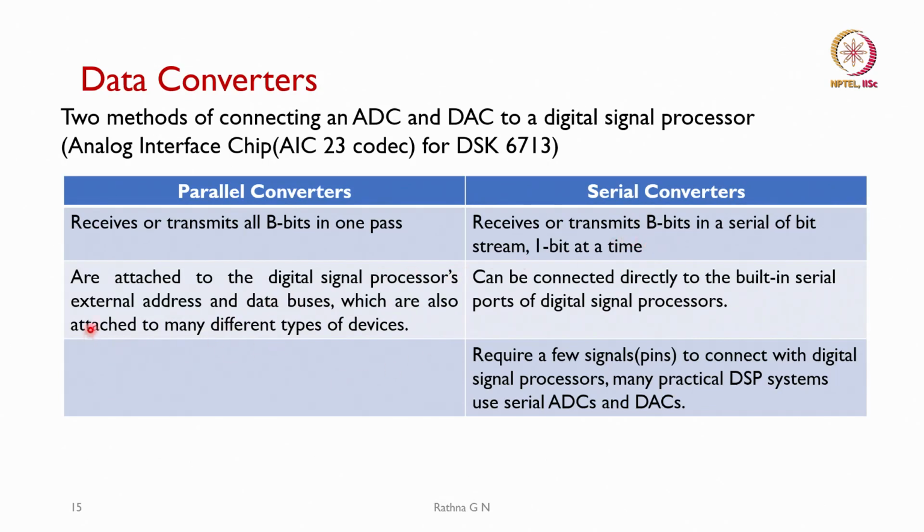But what are the disadvantages of the parallel converters? These are attached to the digital signal processor's external address and data buses, directly connected to them, which are also attached to many different types of devices. That means many bits, or IO pins, are required to get the input data, and other devices are also using them, so many IO pins have to be there. Whereas in the case of serial converters, we will be using the built-in serial ports of digital signal processors, and we know that they require only a few signals or pins to connect with our digital signal processor. So, many practical DSP systems use serial ADCs and DACs.